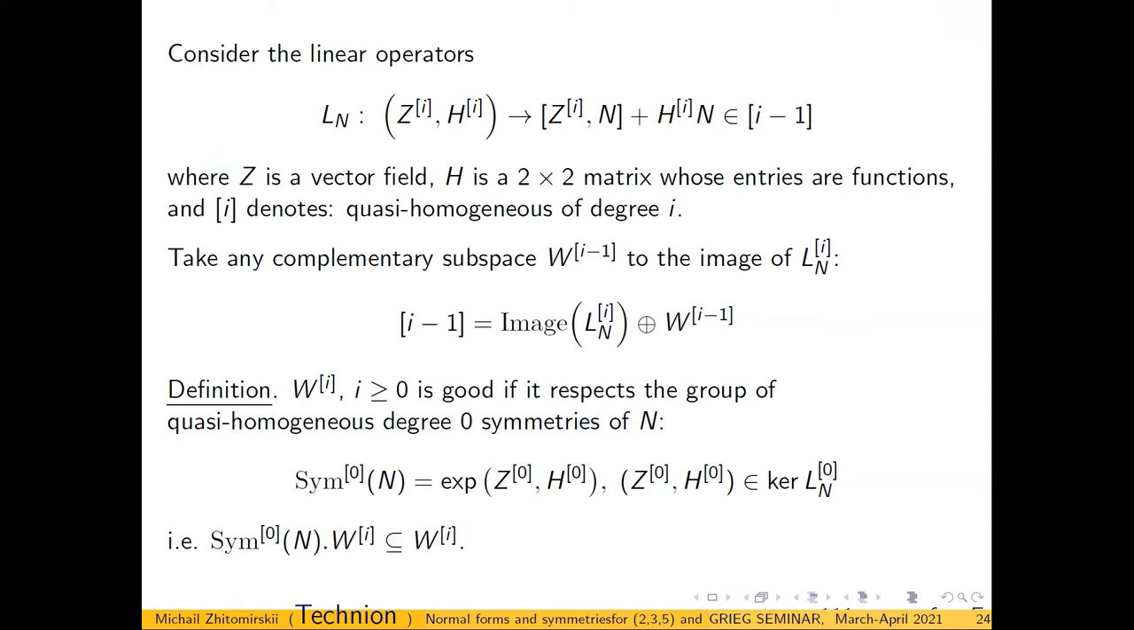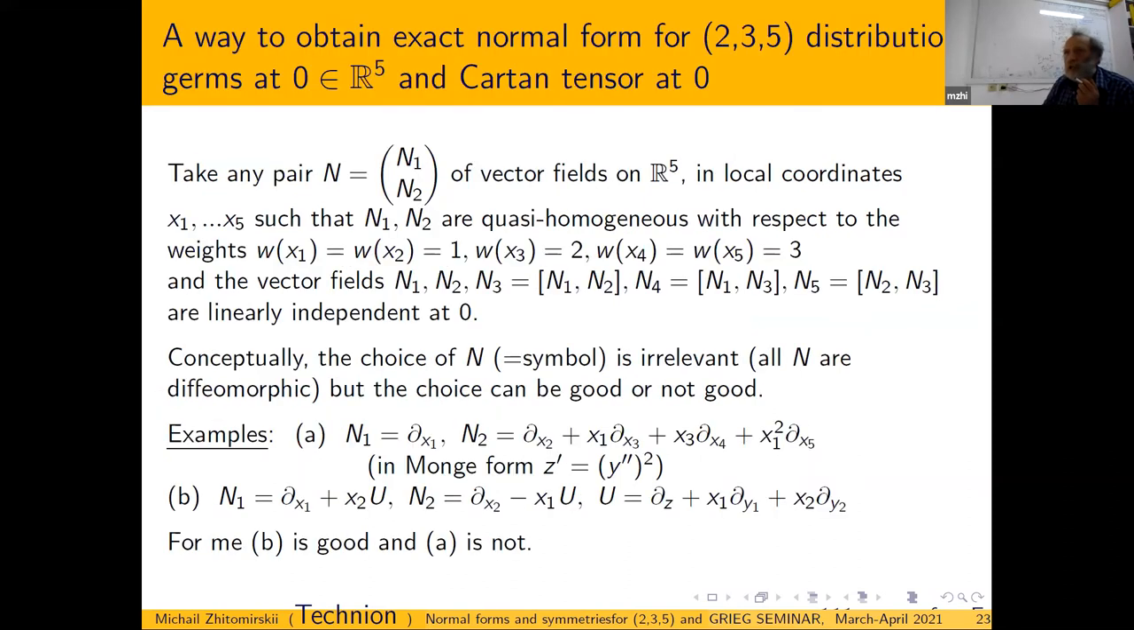My question: your N is a linear combination of N1 and N2? No, it's not a linear combination, it's a column, a pair of two vector fields. I express it as a column. For me, a distribution is a pair of two vector fields, defined up to multiplication by a matrix. So in particular, the symbol is also a pair of vector fields, N1 and N2. Okay, good, thanks.